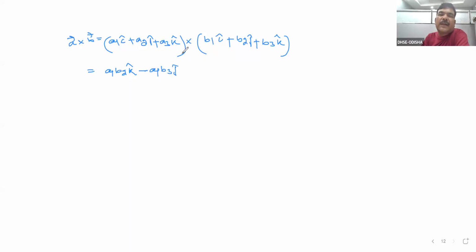Plus A2 B1, J cross I will be minus K, minus A2 B1 K cap. A2 B2, J cross J will be 0. Then A2 B3, J cross K is I, A2 B3 I cap. Then A3 B1, K cross I is J, A3 B1 J cap. Then A3 B2, K cross J is equal to minus I, A3 B2.